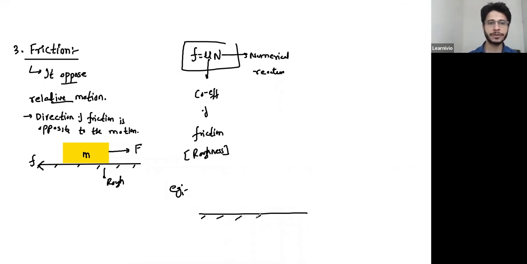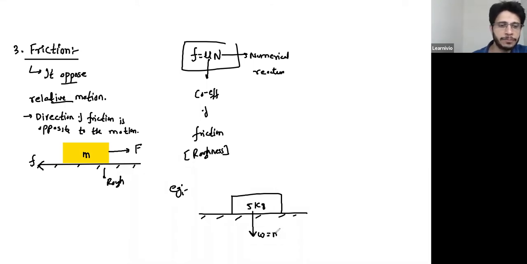Say I take a surface and I place a body of mass 5 kg. Fatma Farhana, how much is the weight of this body? Mass into gravitational acceleration. The weight is mg. So it's 5g. How much is g? 9.8 meter per second square. We can take this as 10. So that's 5 into 10, which is 50. That's the weight.